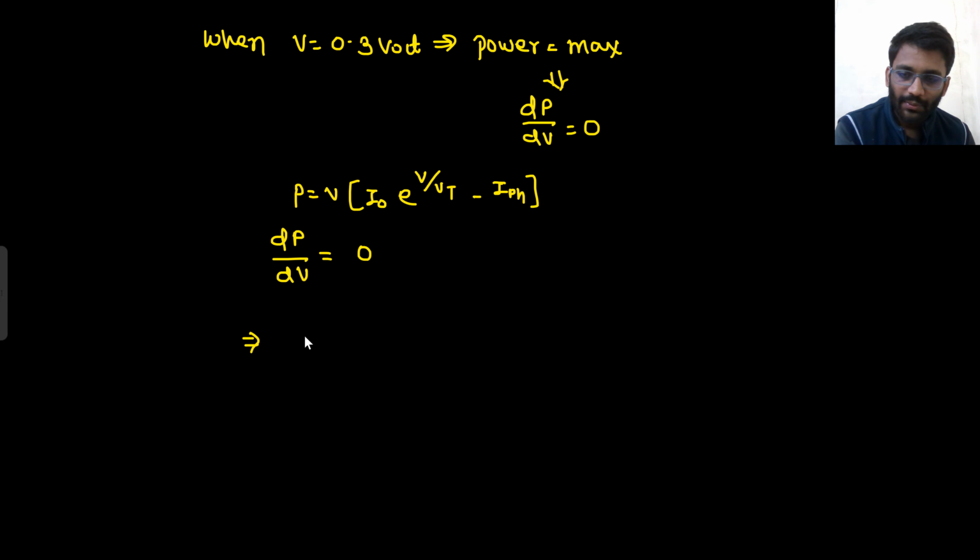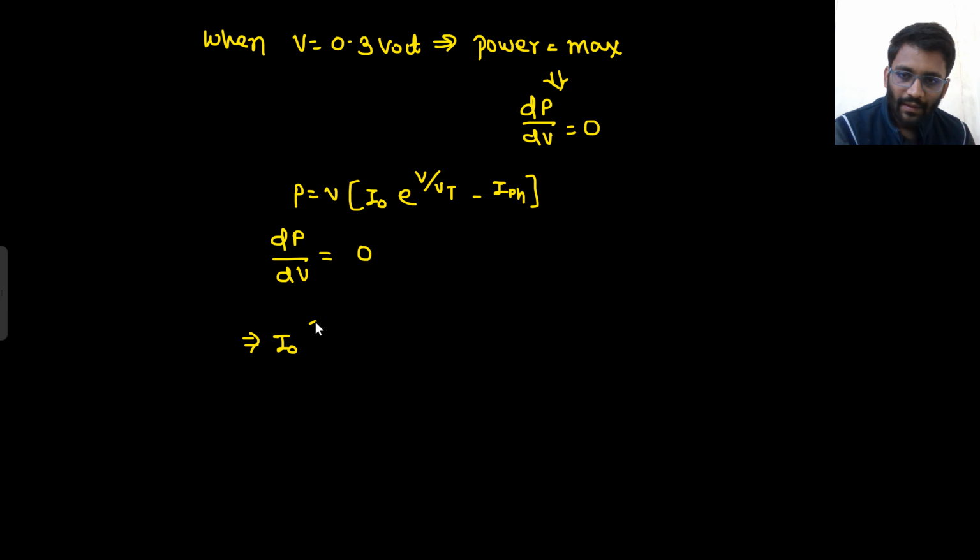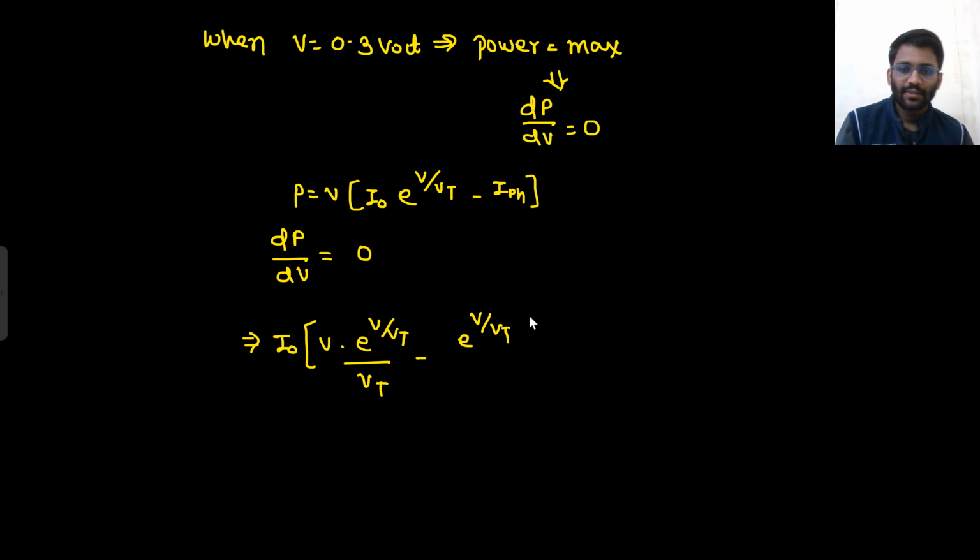So what I should do, first, I naught I can take common, and first as it is, differentiation of the second one, then second as it is, and differentiation of first, minus IPH into V, differentiation will be IPH only, and that would be equals to 0.